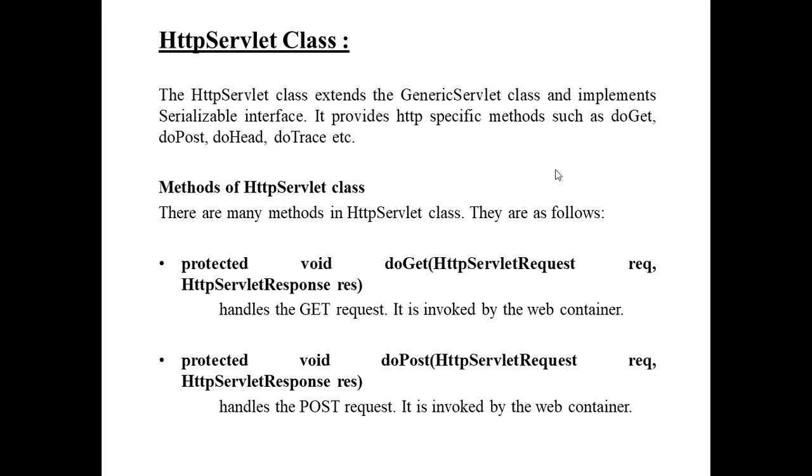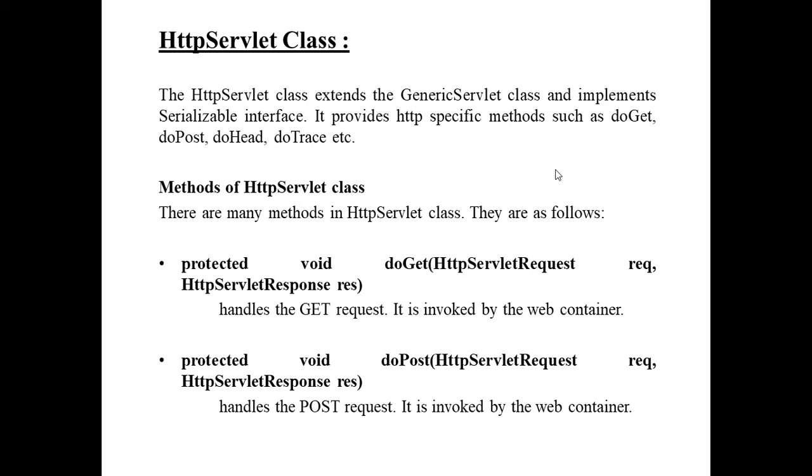So see some methods of the HttpServlet class. First is doGet. Syntax is protected void doGet, having two arguments: an HttpServletRequest object and an HttpServletResponse object. This method handles the GET request, and it is invoked by the web container. This method performs the HTTP GET request.